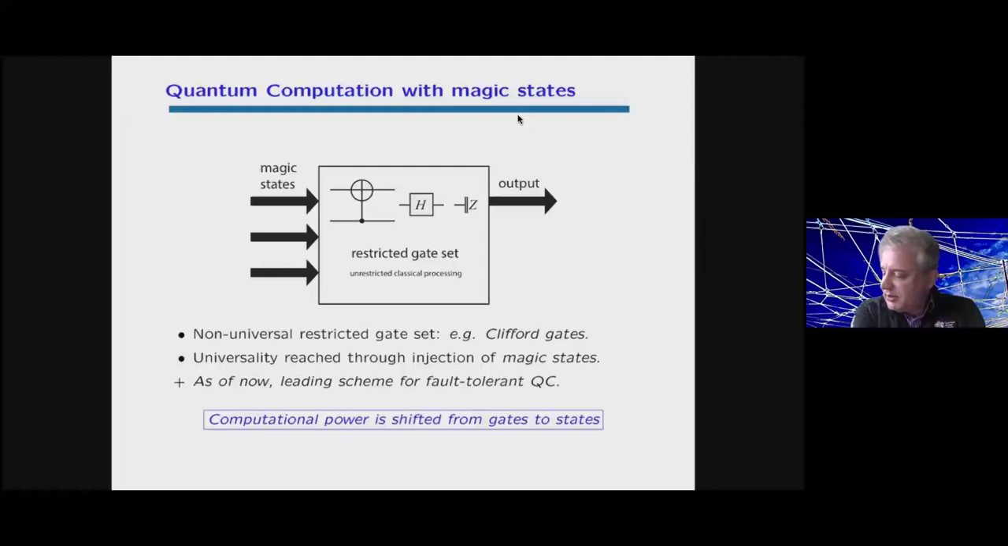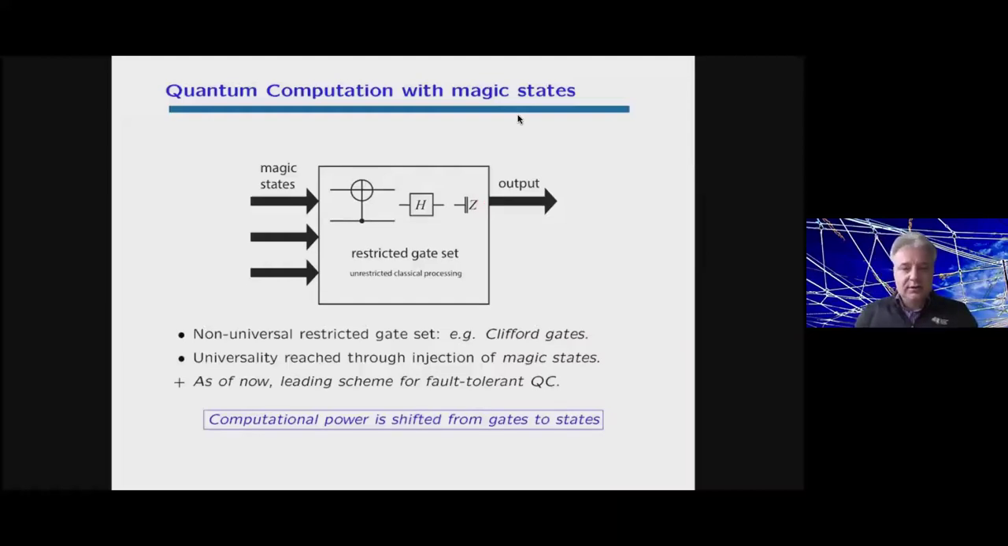So this is a computational model that is very closely related to the circuit model. You have gates that you can use, but you don't have a universal set. Rather, you are restricted to the so-called Clifford gates, that's the CNOT and the Hadamard and those types of things. And your measurements are also restricted to the Pauli measurements.